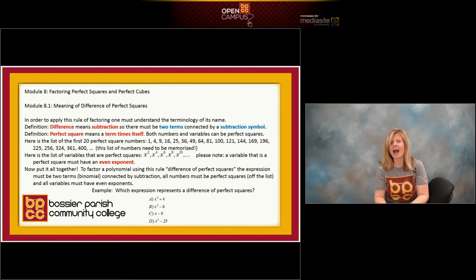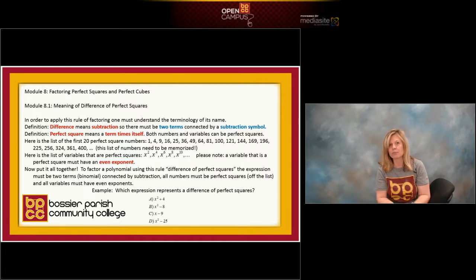So if you look, I have a list on your PowerPoint of the first 20 perfect square numbers. You need to commit that list to memory. You should not waver and know whether or not a number is a perfect square. If I ask you, is 169 a perfect square, you should all say yes, because you should know that is 13 times 13. If I ask you if 361 is a perfect square, you should all say yes, because that's 19 times 19. So it is very important in algebra that you know your arithmetic.